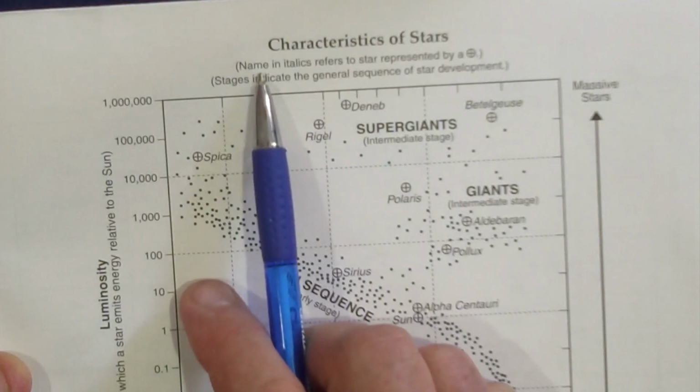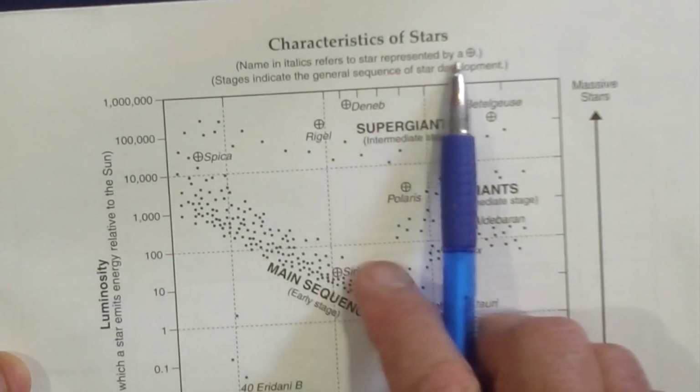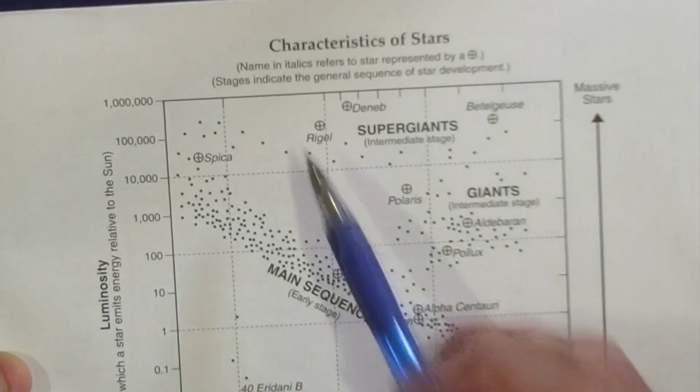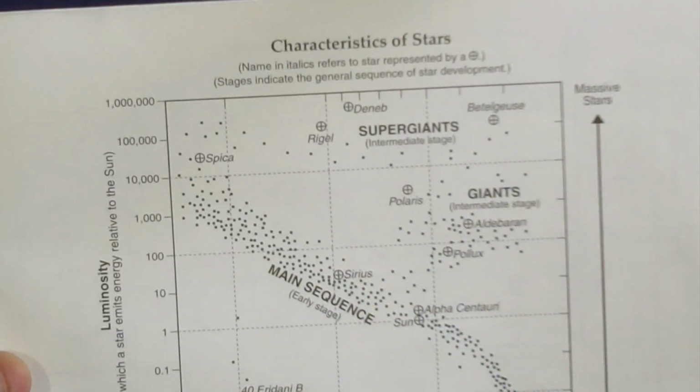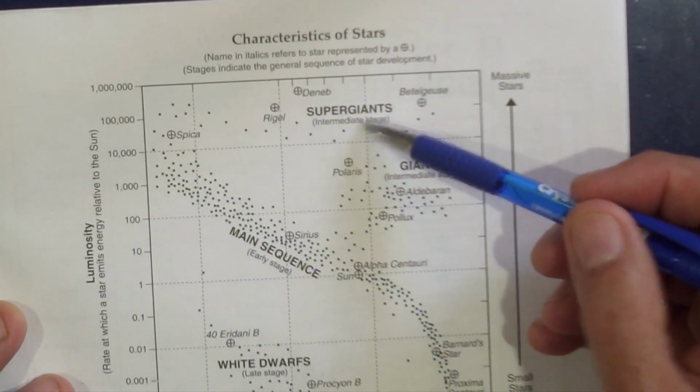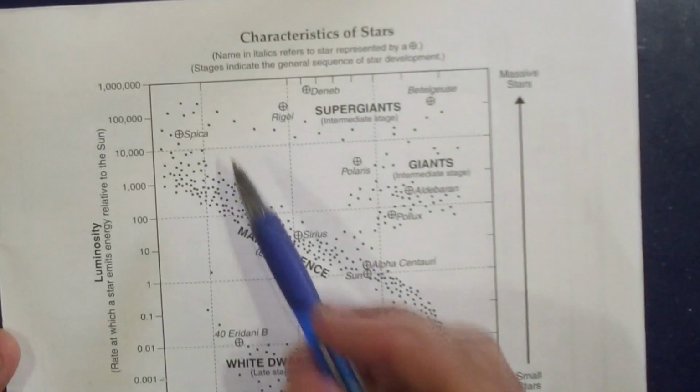Characters of stars. The name of stars are in italics, refers to a star represented by a circle with a plus sign in the middle of it. Stages indicate the general sequence of star development, such as early stage, intermediate stage, late stage. Stars are listed on the chart.